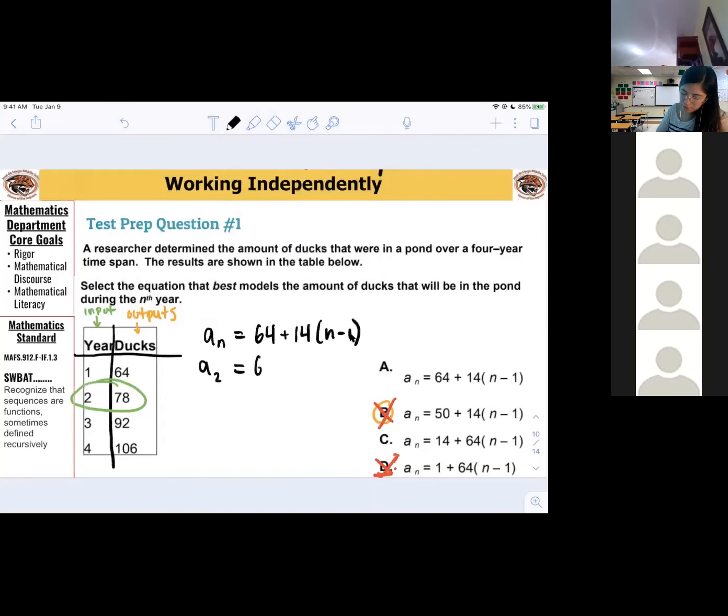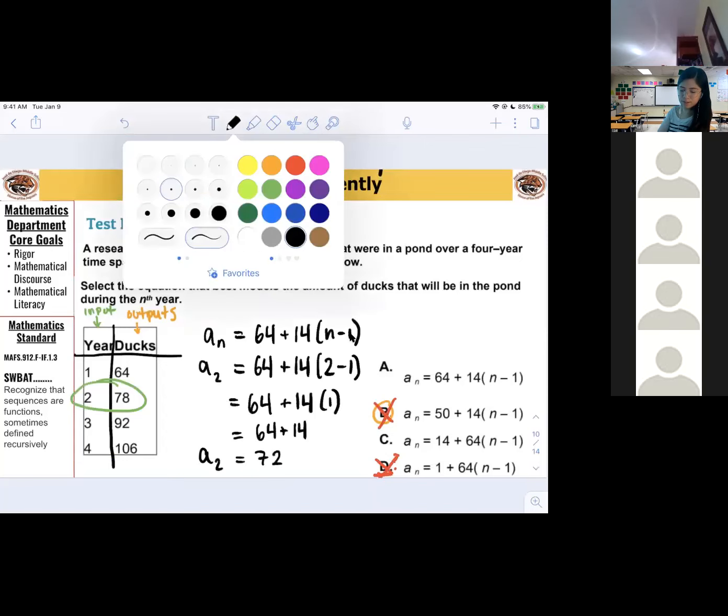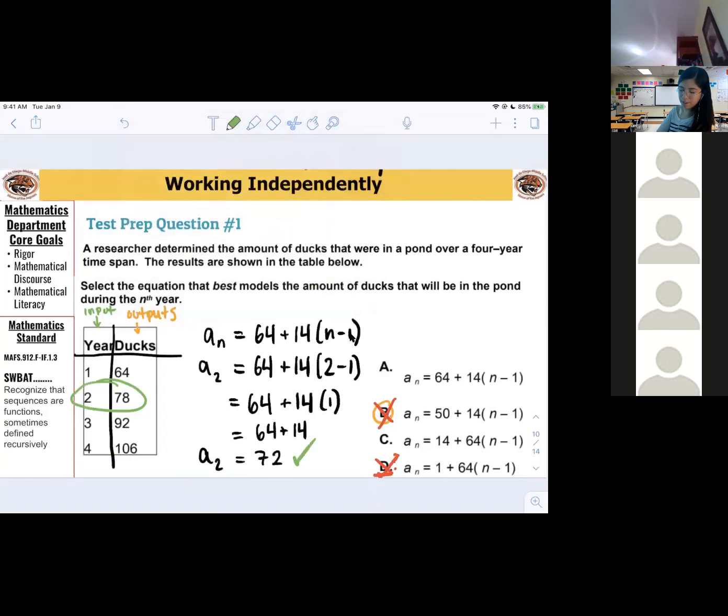Let's see what I get. So 64 plus 14, 2 minus 1. What's 2 minus 1? 1. And what's 14 times 1? 14. Here's 14. And what's 64 plus 14? 78. Guess what? We found our match. This is correct, so I know that my answer is A.